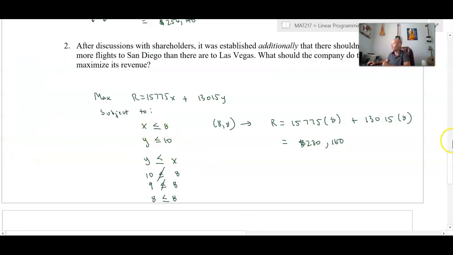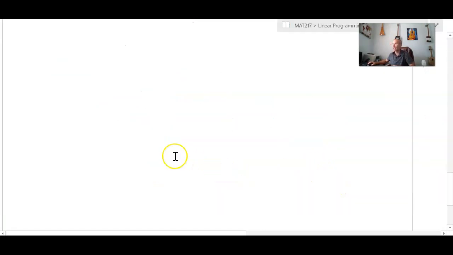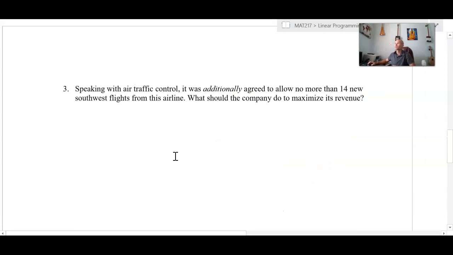Okay, let's add on to this a little bit more. And now let's say, speaking with air traffic control, it was additionally agreed to allow no more than 14 new Southwest flights from this airline. What should the company do to maximize its revenue?